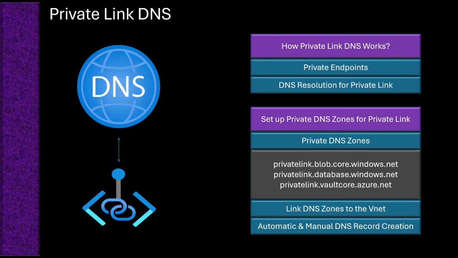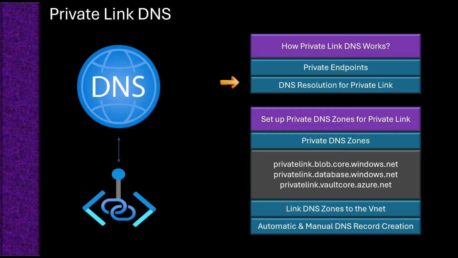However, accessing these private endpoints requires some specific DNS configurations to ensure that traffic correctly resolves to the private IP address associated with the private endpoint instead of the public IP. When you set up a private endpoint for an Azure resource, such as storage account, SQL database, or key vault, Azure assigns a private IP address to that resource within your virtual network.